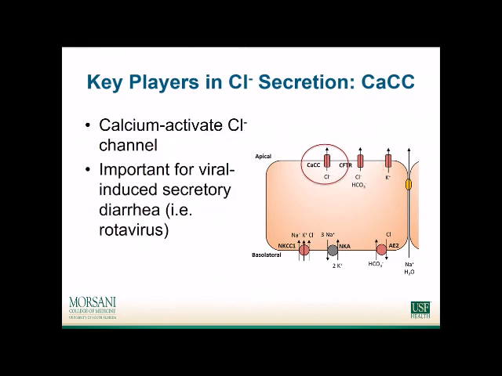In addition, we have this calcium-activated chloride channel. This particular chloride channel seems to be really important for viral-induced diarrhea. And so, for example, rotavirus is able to change the intracellular calcium concentrations, and by increasing calcium concentrations, it actually increases chloride secretion through this channel. And so we have really the effects of both bacteria and viral induced secretory diarrhea by increasing chloride movement through those two channels on the apical membrane.